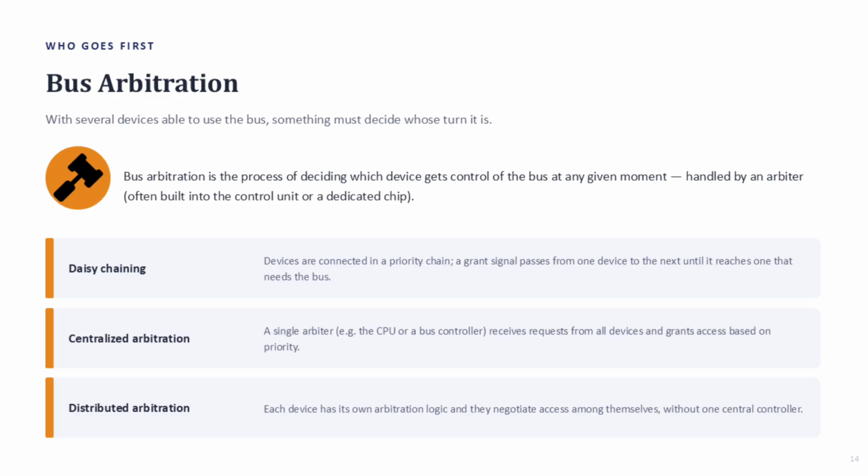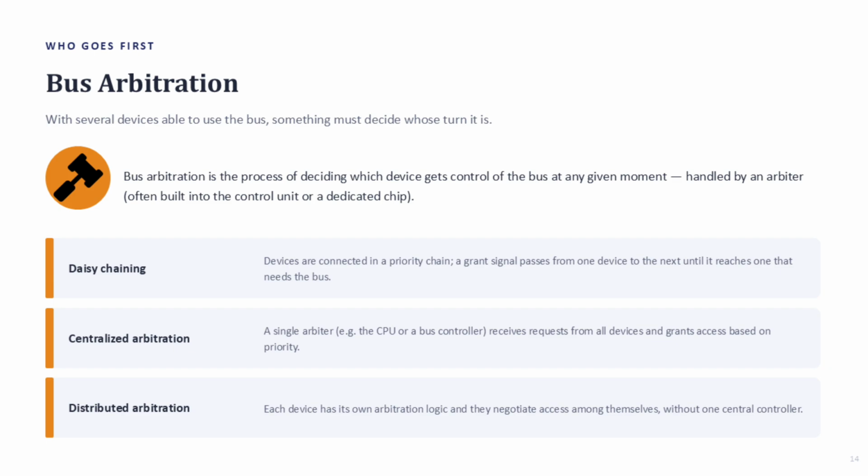This decision making process is called bus arbitration. The device responsible for making this decision is called the arbiter. Depending on the computer's design, the arbiter may be part of the control unit or it may be a separate hardware controller. Your slide introduces three common arbitration methods. Let's understand each one.